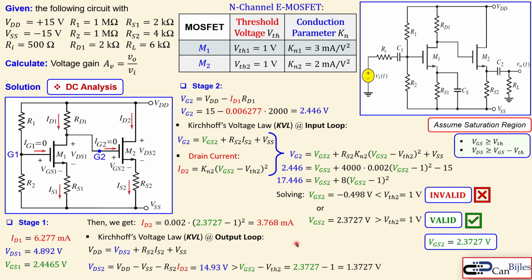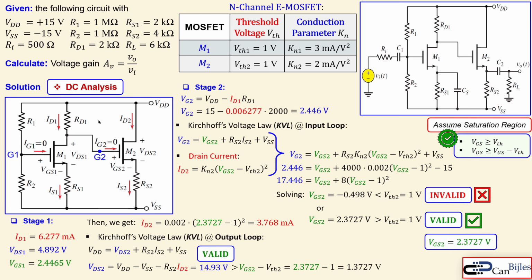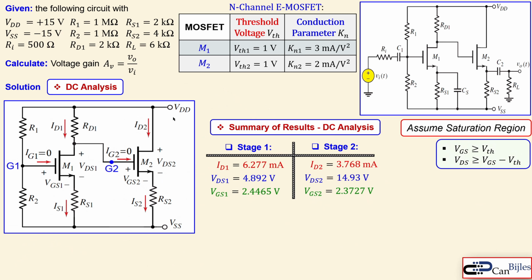That is definitely larger than the VGS2 minus V threshold 2, because that is only 1.3727. So again, we have a valid condition here. It means we again fulfill the condition of saturation region. So our assumptions for both stages are correct. Okay, let's now summarize the result for the DC analysis.